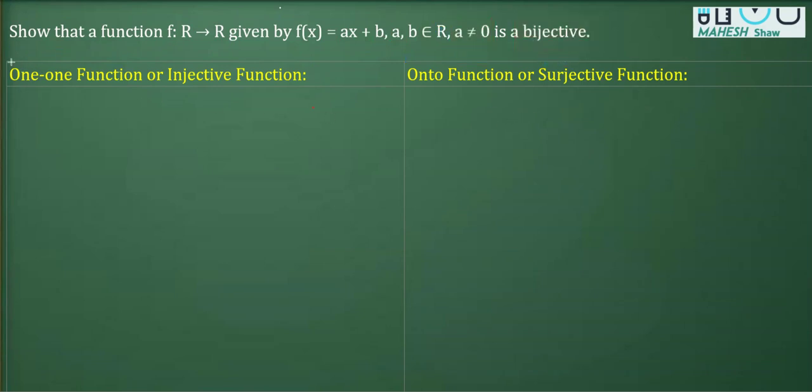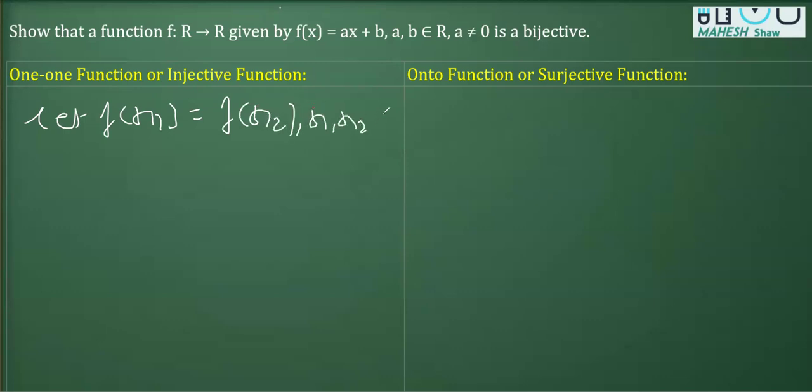That means we have to prove this function is one-one and onto. In other words, we have to prove that this function is injective as well as surjective. That's what bijective means. Now let's begin with one-one. For that, we take, let f(x1) = f(x2) for x1 and x2 belonging to the domain, that is, the real numbers.